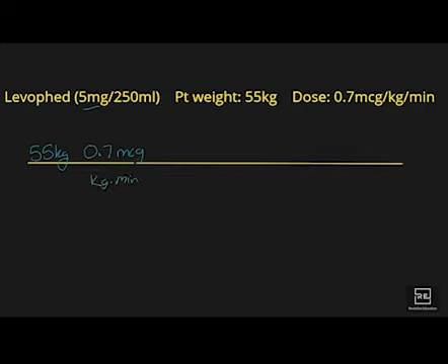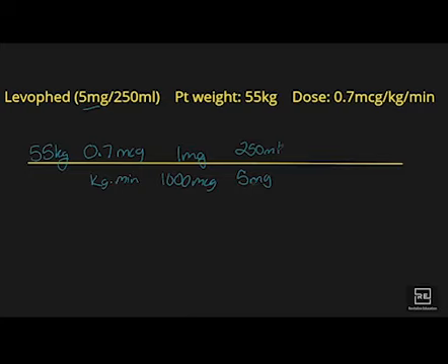Now that we have mics, we need to convert that to milligrams so that we can incorporate our concentration. So once we do that, we say that there are 1,000 mics in 1 milligram. Now that we have milligrams, we can incorporate our concentration. So you have 5 milligrams on the bottom and 250 mLs on top.